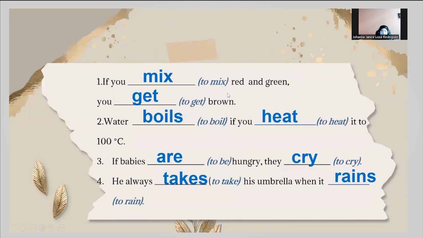Here we have some examples. If you mix, simple present, red and green, what is the result? You get brown, of course. Water boils if you heat it to that amount of degrees. For example, if babies are hungry, they cry. Yes, of course, that happens. He always takes, remember, simple present. She, he, we need to conjugate the verb. His umbrella when it rains, like this.